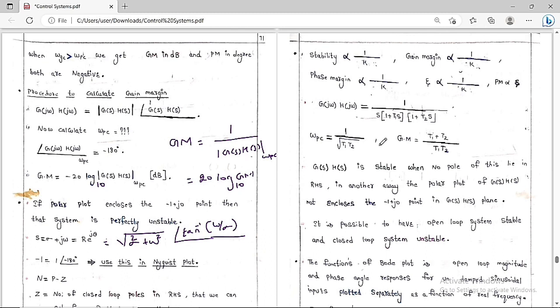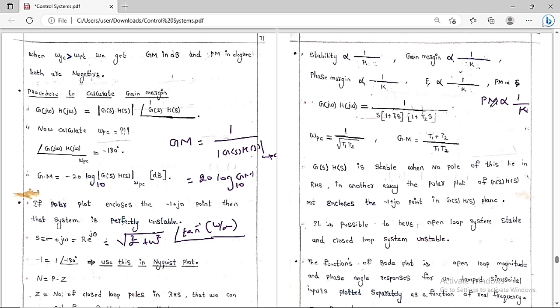The next point is here. Stability is always inversely proportional to the gain of the system. Phase margin is also inversely proportional to the gain of the system, whereas the damping ratio is also inversely proportional to the gain of the system, and the phase margin is proportional to the damping ratio of the system. So we can say the phase margin is also inversely proportional to gain, clearly, because the damping ratio is proportional to 1 by K. So phase margin is also proportional to 1 by K.